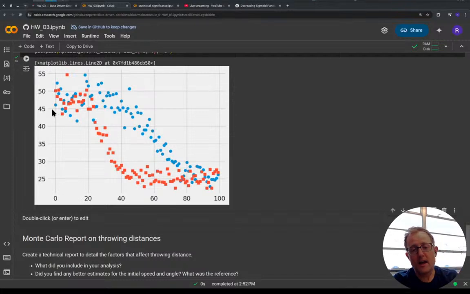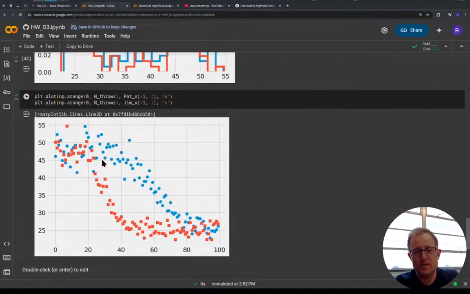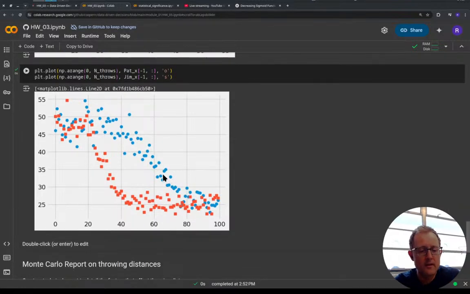And here we can kind of see that same curve that we just plotted up above, right? Where at first both players are throwing the ball the same distance. There should not be a statistically significant difference between all these throws for blue and red. But then over time we see that Jim is dropping off pretty quickly. Meanwhile, Pat is kind of holding her own and throwing the ball a little further.